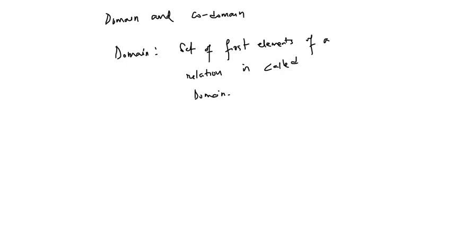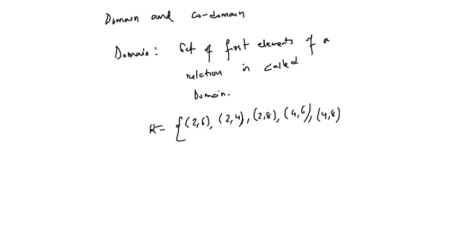Let us take an example. Let us say R is a relation which is given like this: (2, 6), (2, 4), (2, 8), (4, 6), (4, 8), (4, 10), and then let us say (6, 2), (6, 4), (6, 6), (6, 8), and so on. So this is one relation.